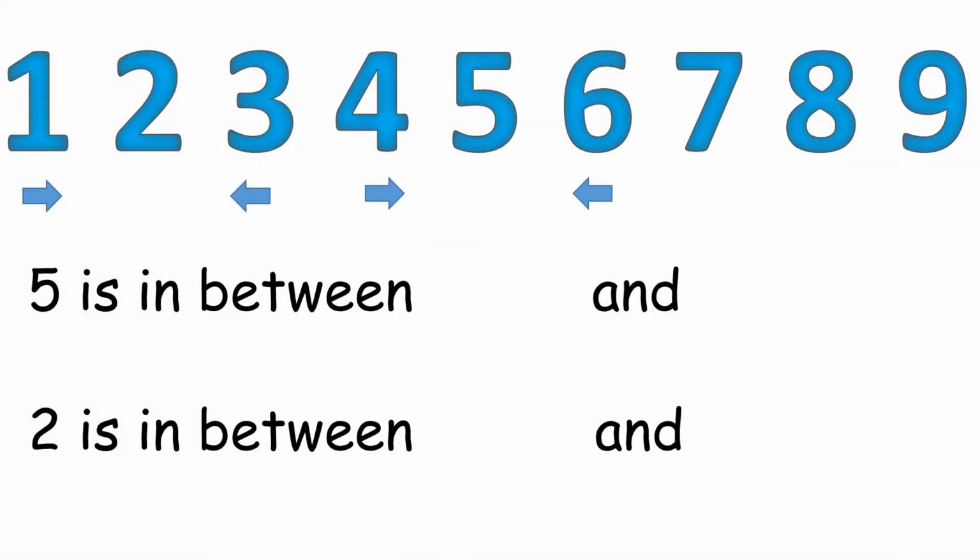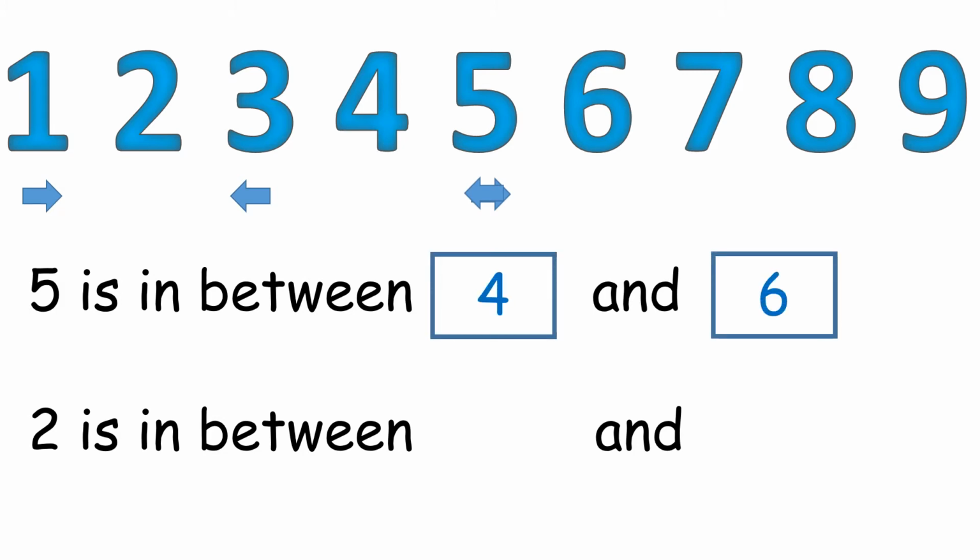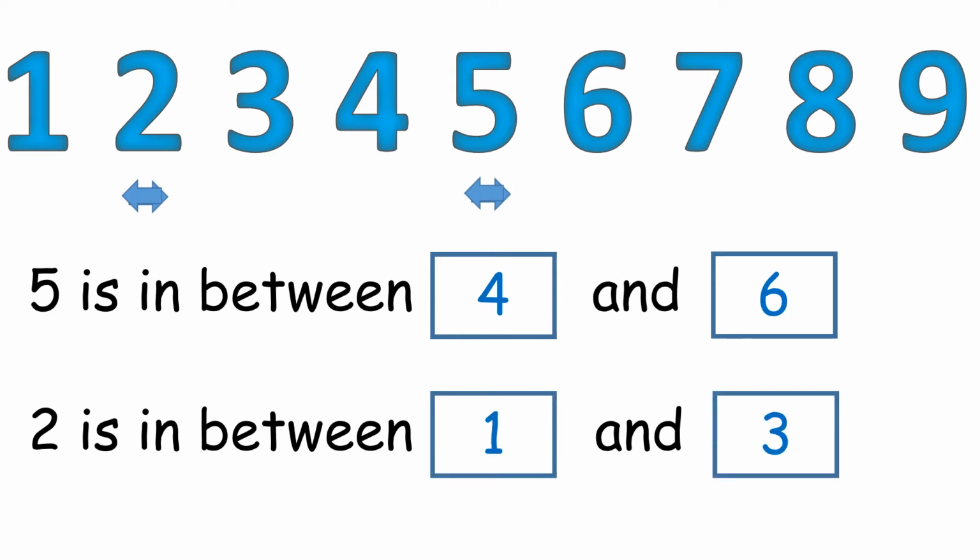Children, here observe the arrows and tell me 5 is in between which numbers? Did you get the answer? So 5 is in between 4 and 6. You're correct. Now tell me 2 is in between the numbers. Did you observe? It is in between 1 and 3. Correct.